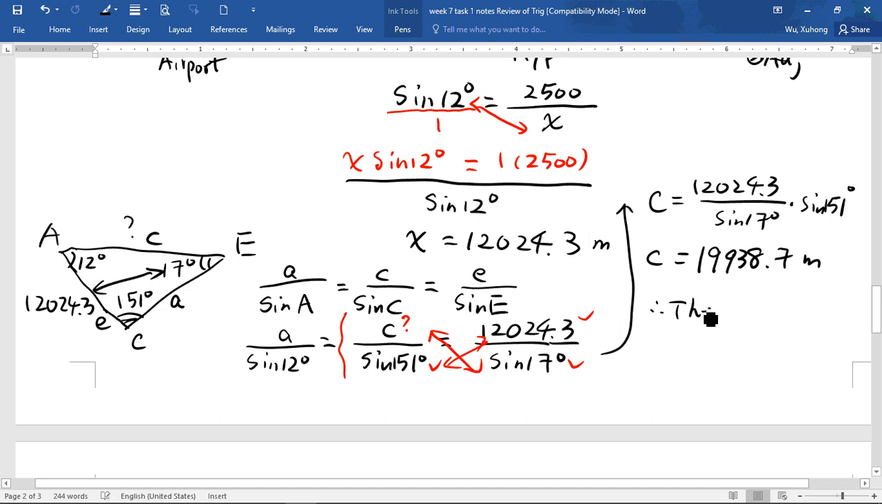The two planes are 19,938.7 meters apart.